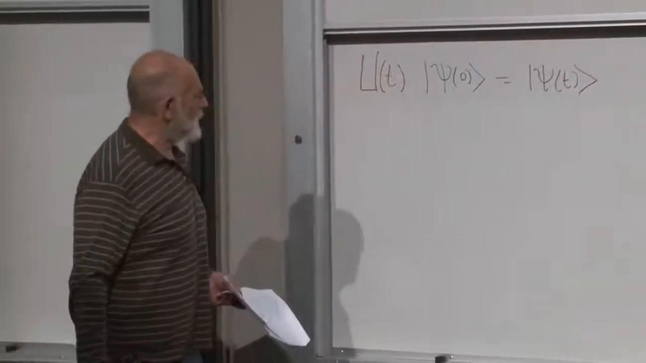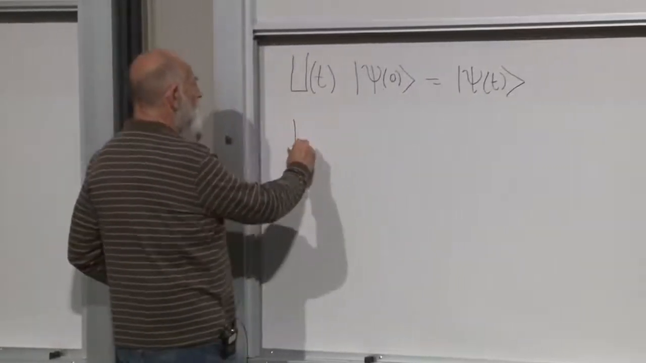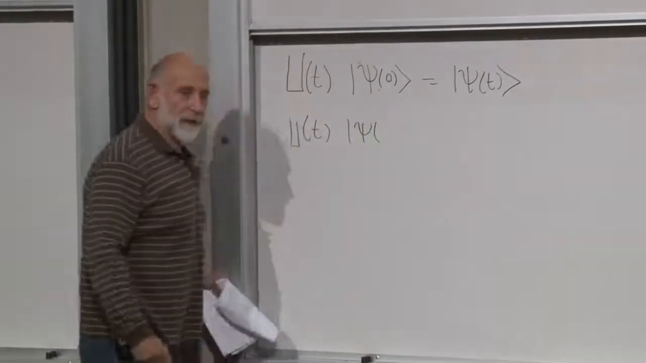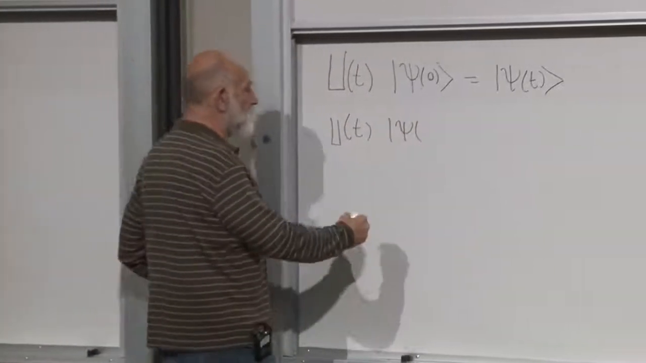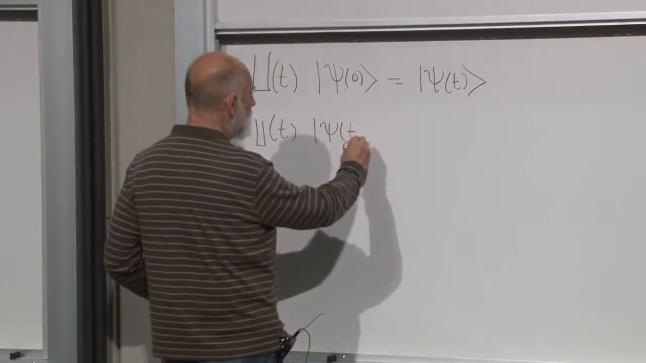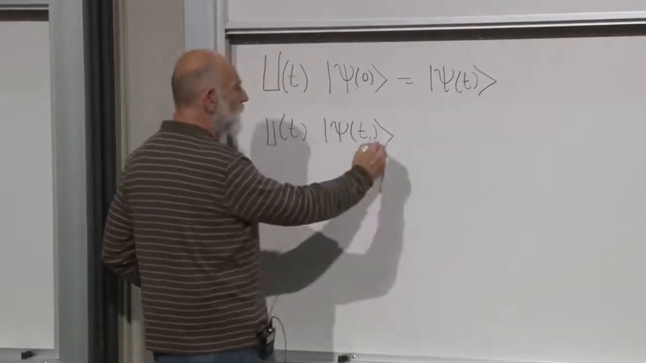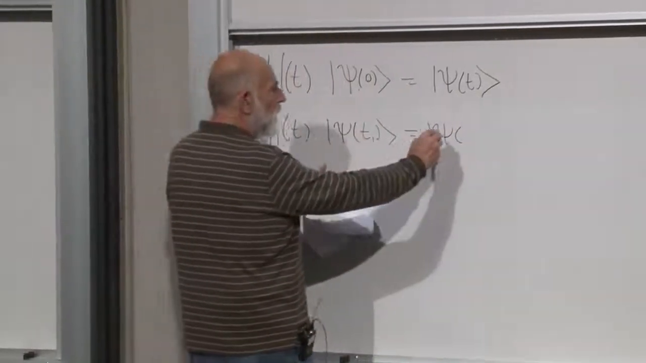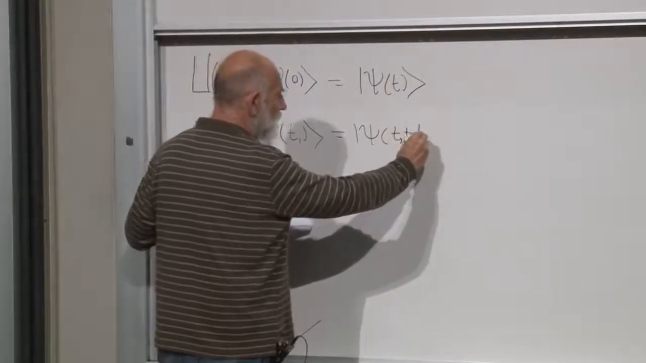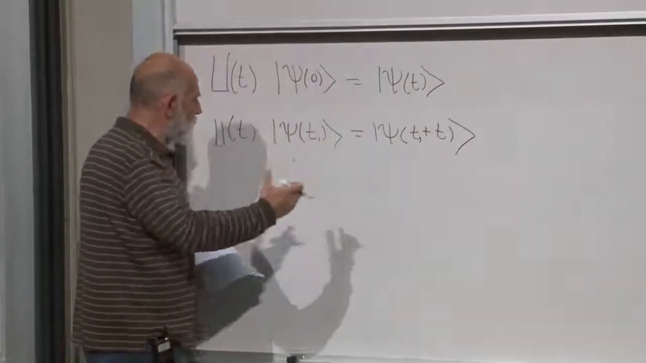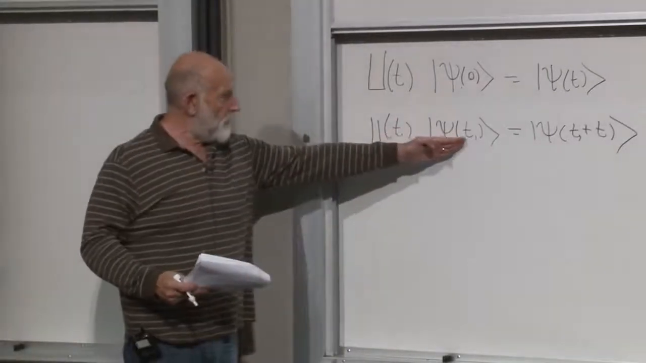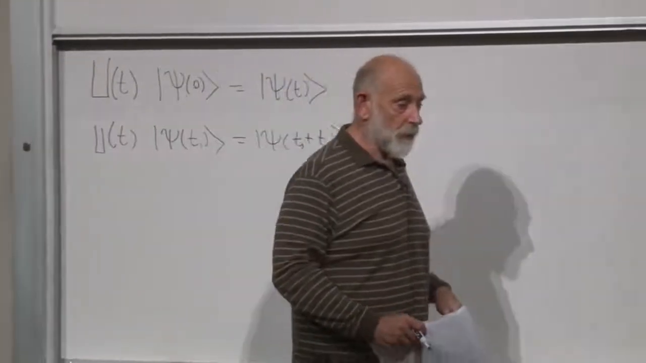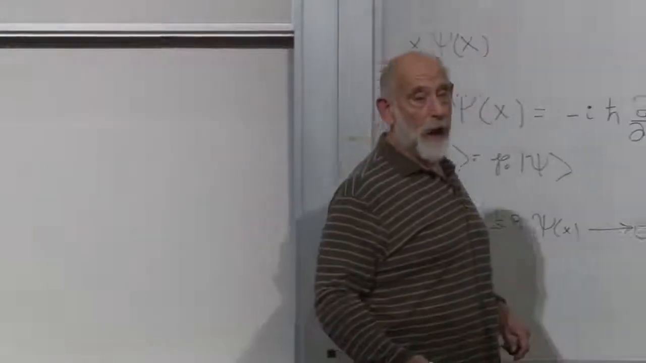It just updates the state. If it acts on some state which happens to represent things not at time zero, but let's say at time t1, then it takes you to the state at time t1 plus t. In other words, it represents the evolution of the system from t1 to t1 plus t. That's the notion of U. That's the notion of a time evolution operator.